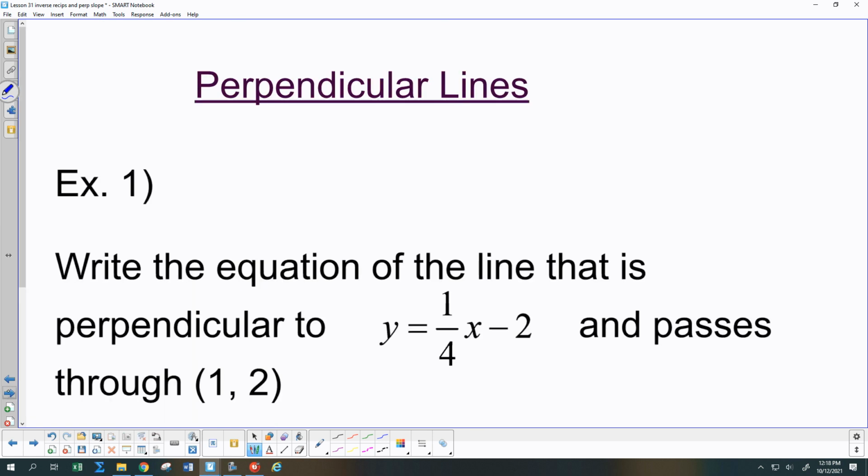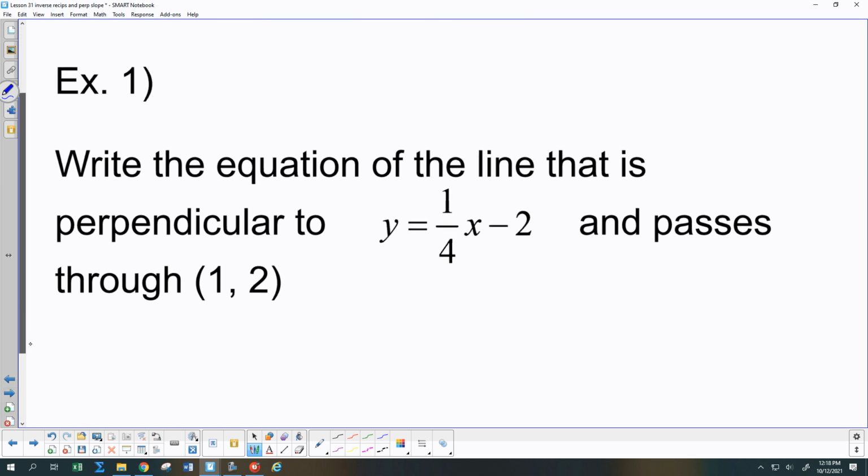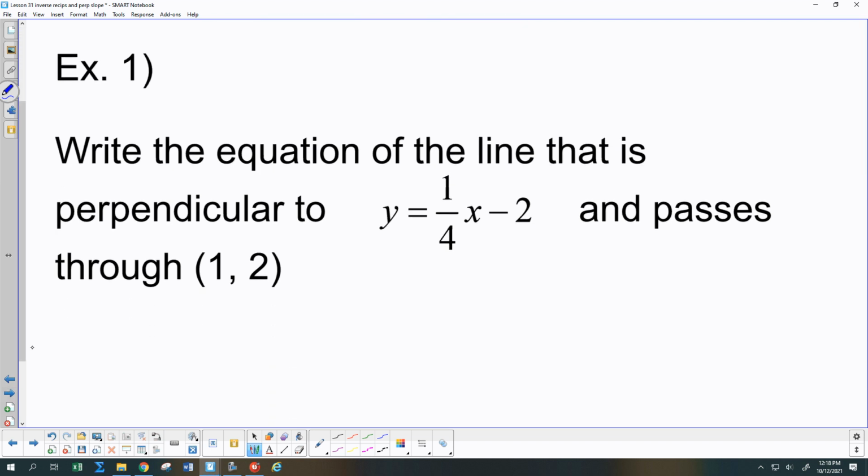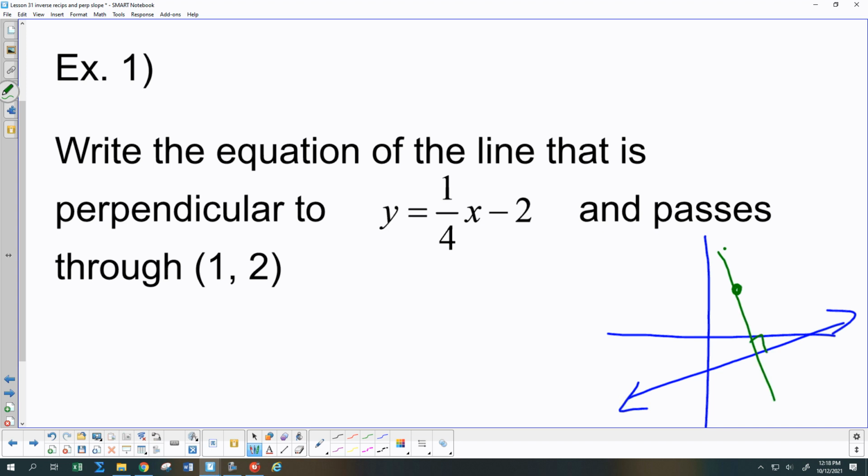Okay, we'll do a few examples of the kinds of things that the book asks, starting with what I think is the easiest kind. You don't need to draw these pictures, but we have something like this line, y equals 1/4 x minus 2. And then we want a perpendicular one that goes through 1, 2. So we're going to be trying to find this line.